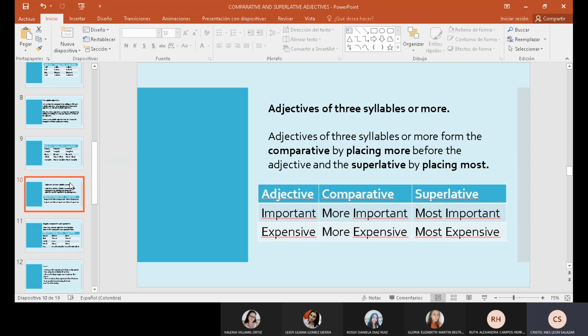And finally, adjectives with three syllables or more. Adjectives of three syllables or more form the comparative by placing more before the adjective.